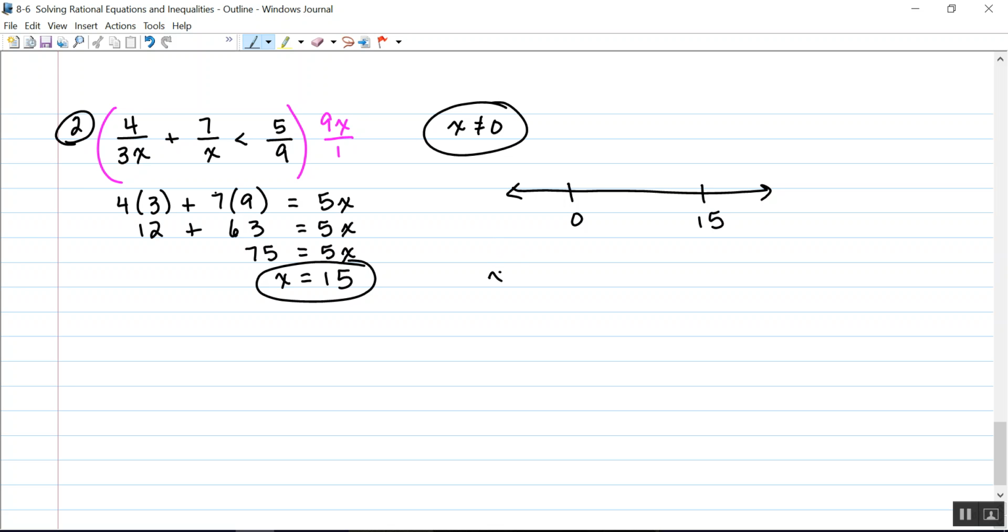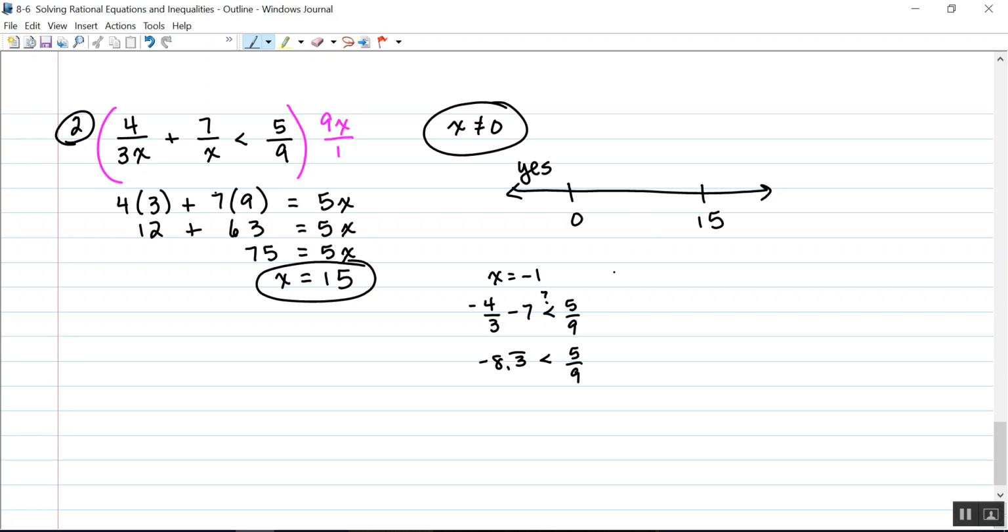Now I need to check a point in each of those regions. I'll start by trying x equals -1. Plugging that back into the original inequality is going to give me -4/3 minus 7. Is that less than 5/9? Using my calculator, I got -8.3 repeating is less than 5/9. 5/9 is a positive number, so any negative number is going to be less than that. So that interval works. That's a yes.